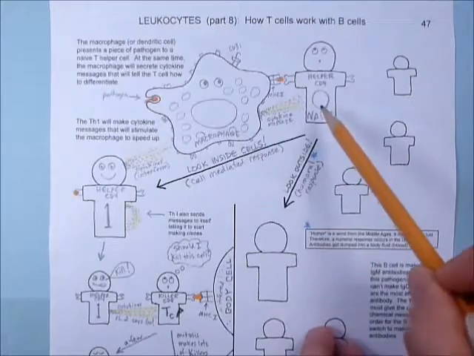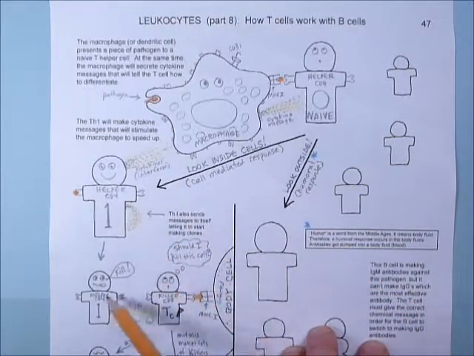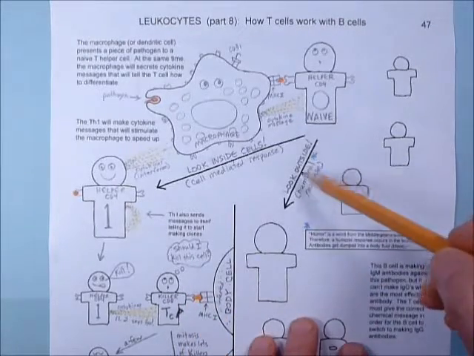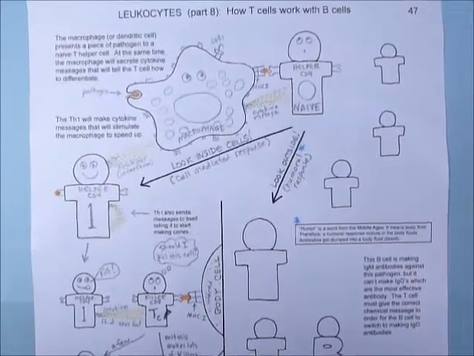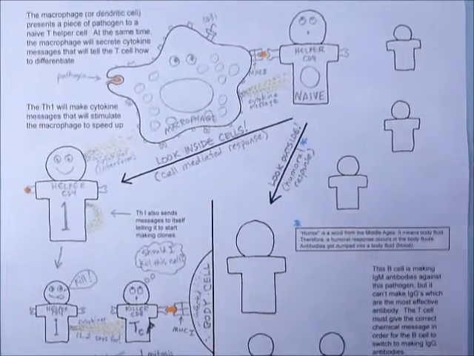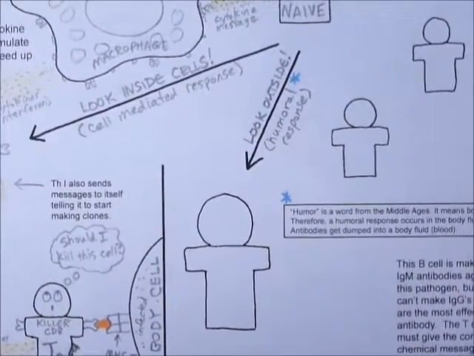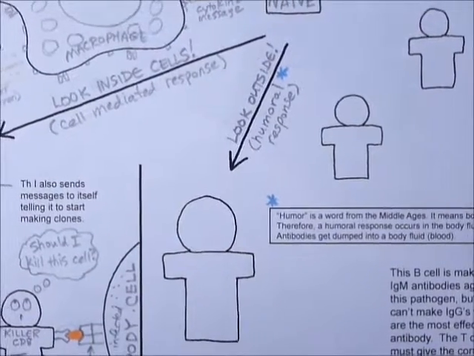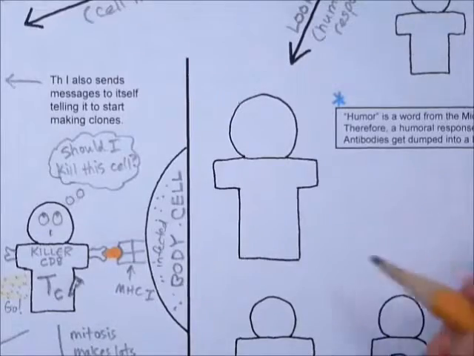So that was one option for this guy, to turn into T1 and go call the killers so they could come get their perforin guns. The other option is to go talk to B cells. And we'll get to these other options in a minute. There are a few more options, but these are the two major ones. So the other option was to go look outside the cells, the humoral response. So this one is going to be number 2.